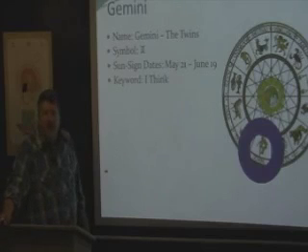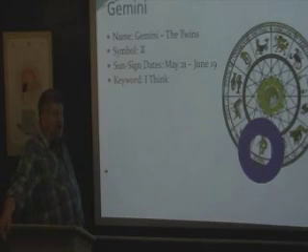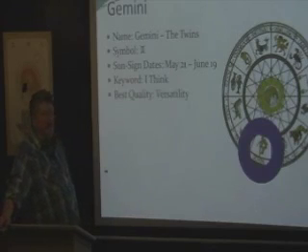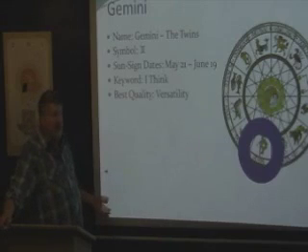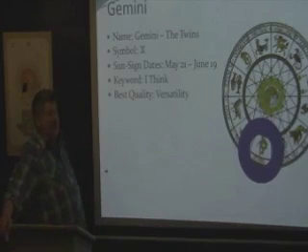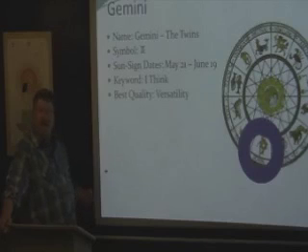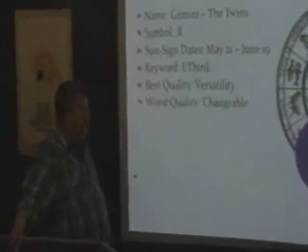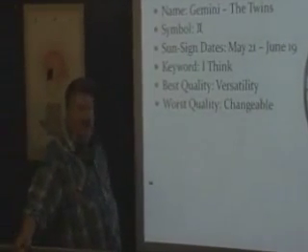The key word is I think. So Geminis are an intellectual sign. Their best quality is their versatility. If you think about it, what do twins imply? Duality. And that duality can be best expressed through versatility, which is the ability to do more than one thing. Multitaskers. The worst quality, though, is being changeable.